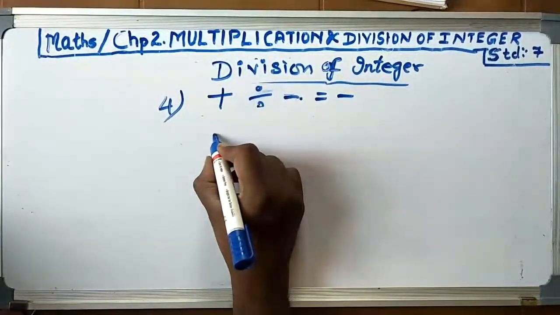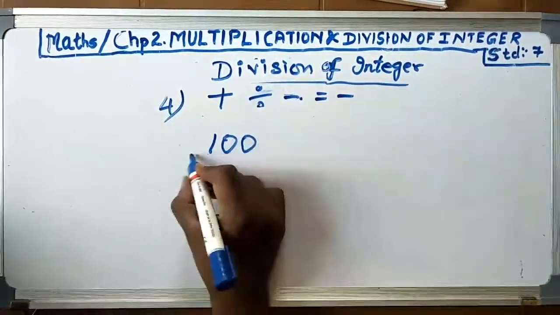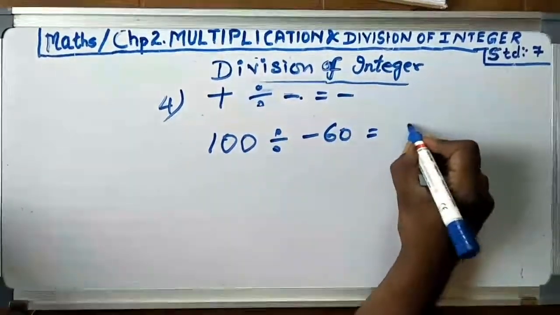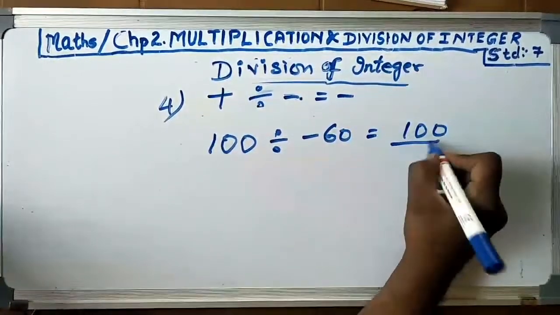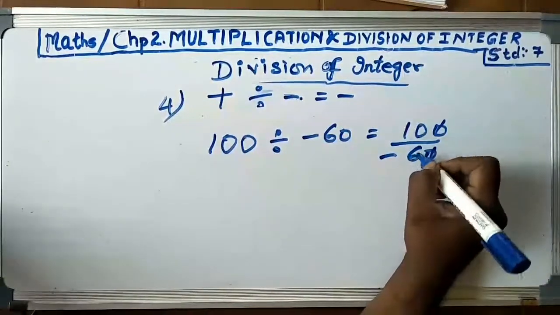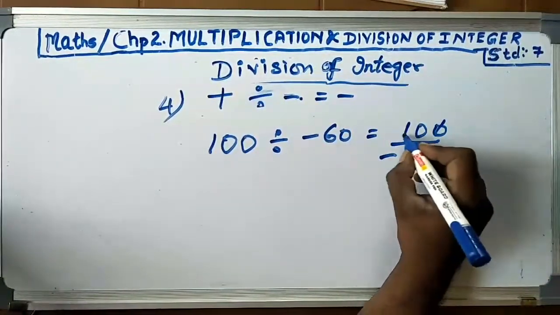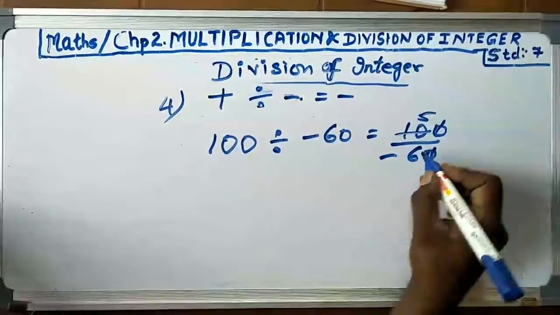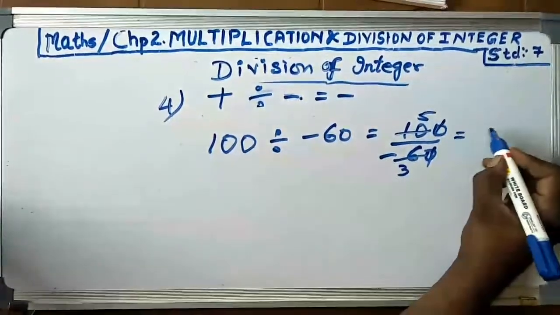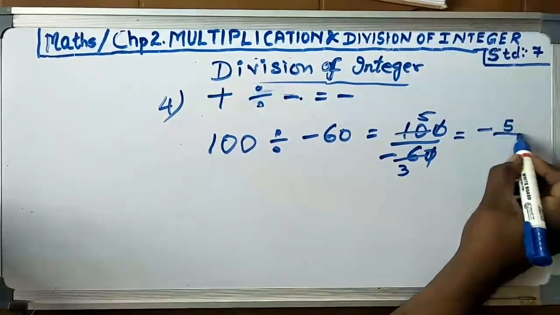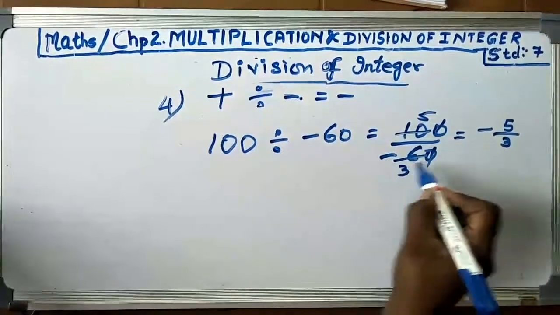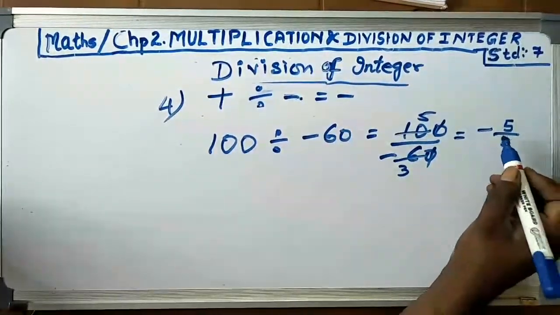Let's do one more sum. Left side positive divided by right side negative. So I'll write here 100 divided by minus 60. 0 and 0 cancel. 10 and 6 both go commonly in the 2 table. 2 table 5 times. 2 table 3 times. So our answer is minus 5 upon 3. Now from where does this minus come? Here minus 3 is there. The minus is written here. You can write it here.